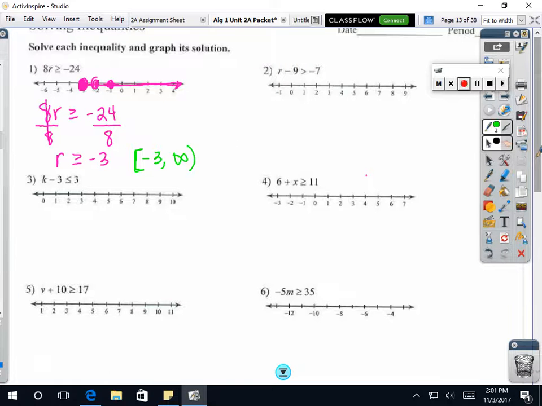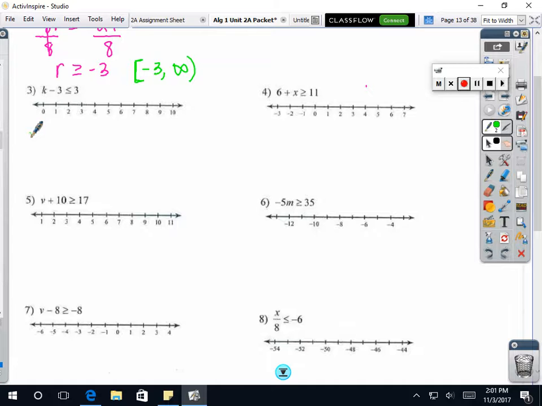Number 3, k minus 3 is less than or equal to 3. To solve this for k, to get k by itself, what do we do?